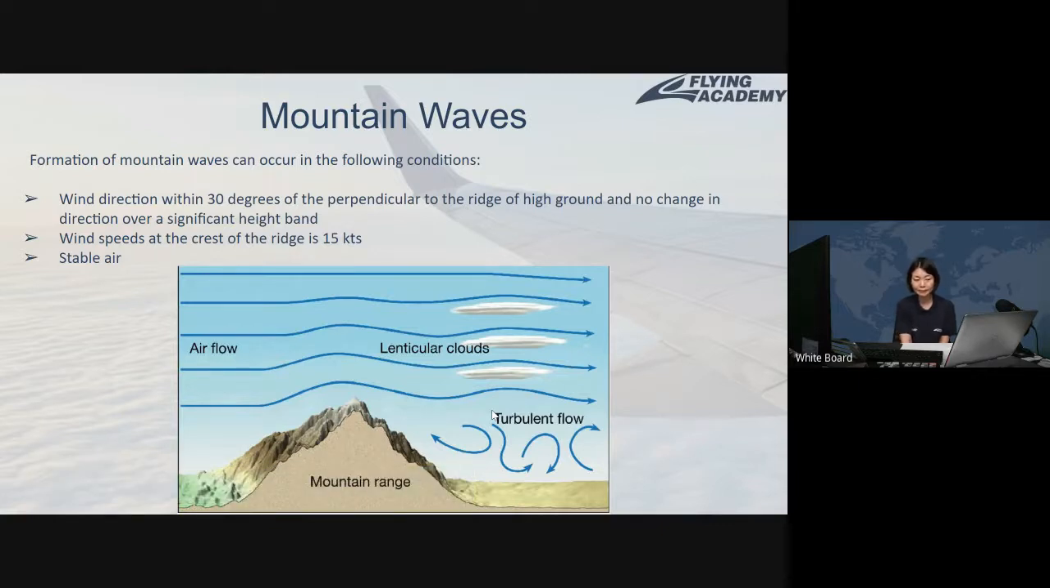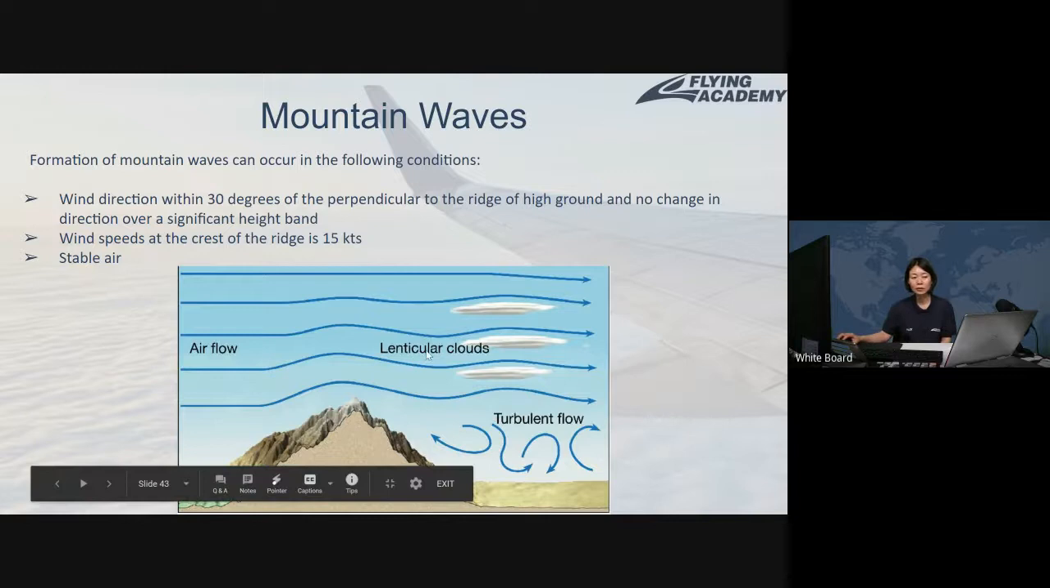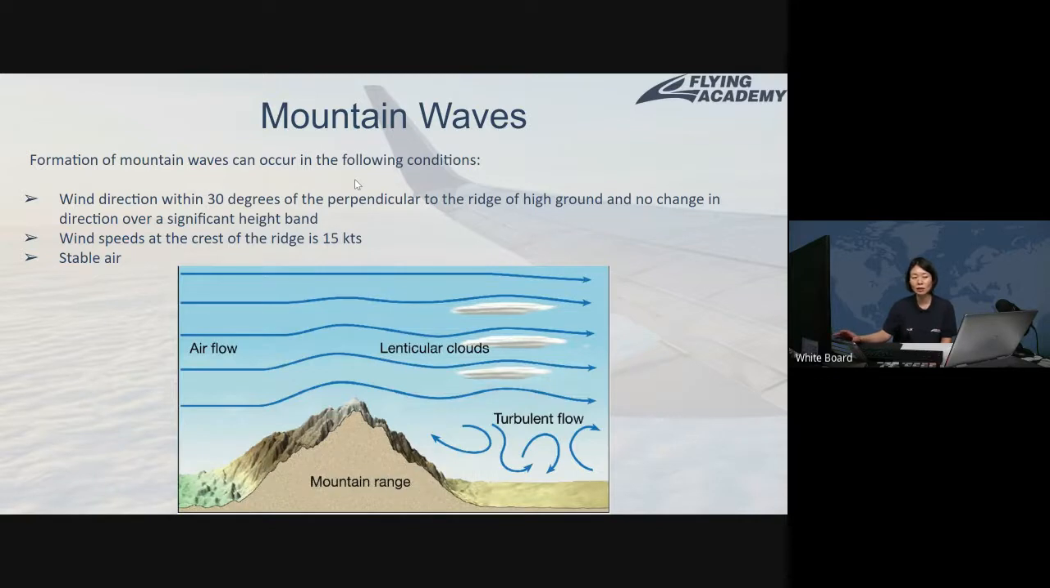Clear for that? So this is a different type of cloud, the lenticular cloud. But it comes with mountain areas. It's more part of the turbulence explanations. Good.